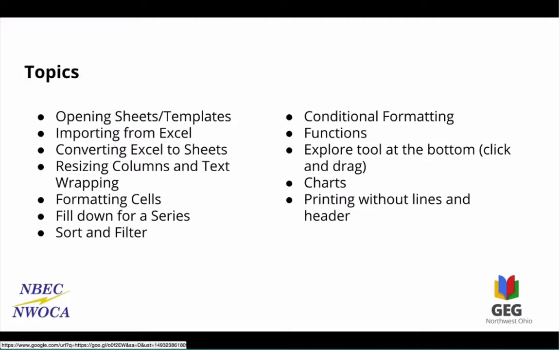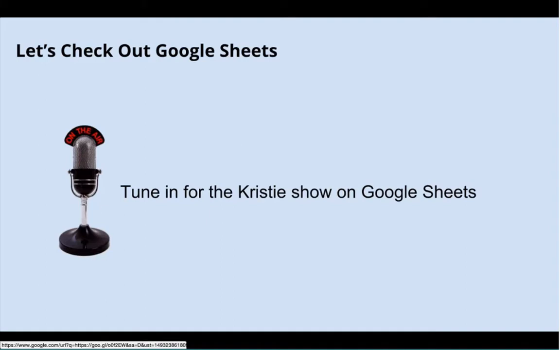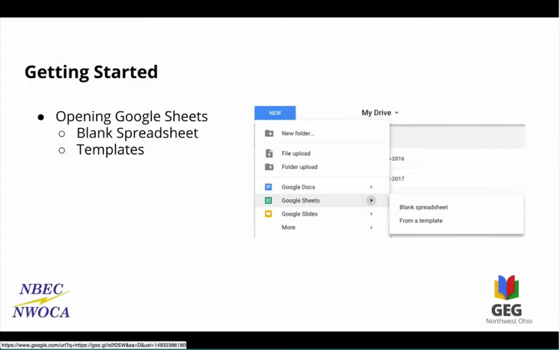We're going to talk about that Explore tool at the bottom of the page, charts, and then lastly, this is always a common question with Google Sheets as well as with Excel, how you can print it. Number one, if you can print everything just on one page, and then number two, how you can print it without the grid lines, or maybe you do want the grid lines. So we're going to talk about all of those things in this webinar today. We're going to hop out of this presentation and go into Drive and into Google Sheets so I can show you live how all of these things work. Let's check out Google Sheets and tune in for the Christy Show.